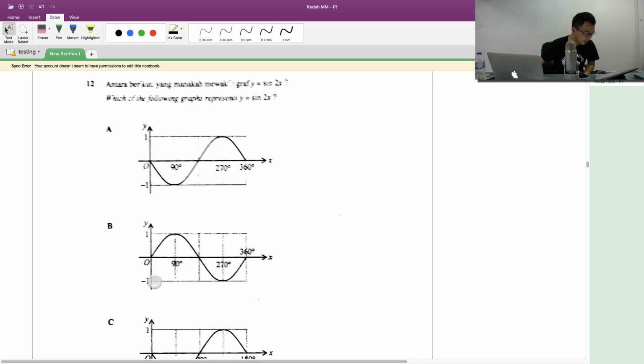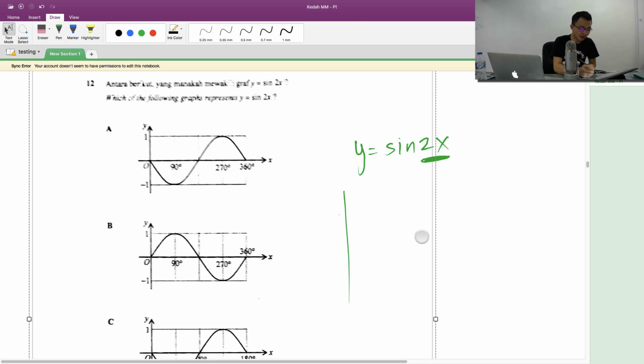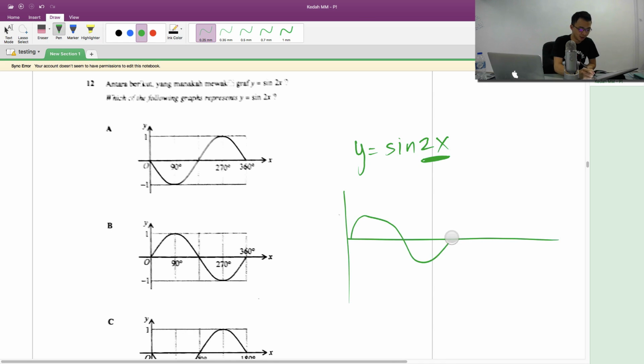Which of the following graphs represents y equals sine 2x? Okay, when you see y equals sine 2x, 2x here means what? 2x here actually means it will have 2 cycles inside the 360 range. In a sine graph like this, we call it 1 cycle. So if the question tells me I have 2 cycles in 360, I will draw 1 cycle and another 1 cycle. So 2 cycles in 360 means 1 cycle should be 180. And the maximum will be 1 and the minimum will be -1. This is the sine graph.